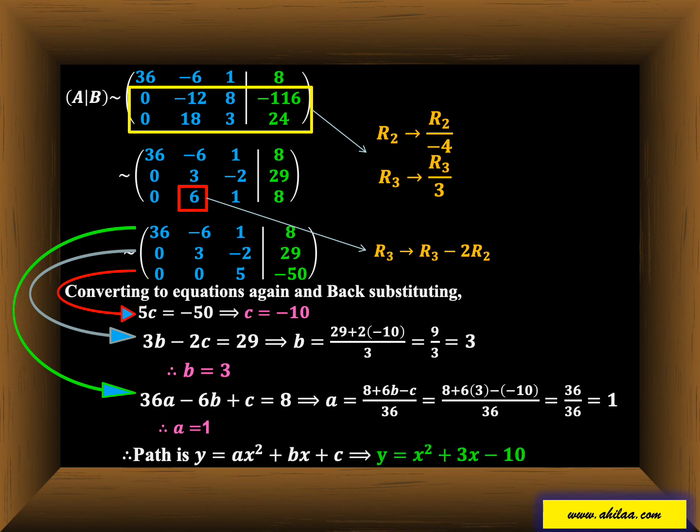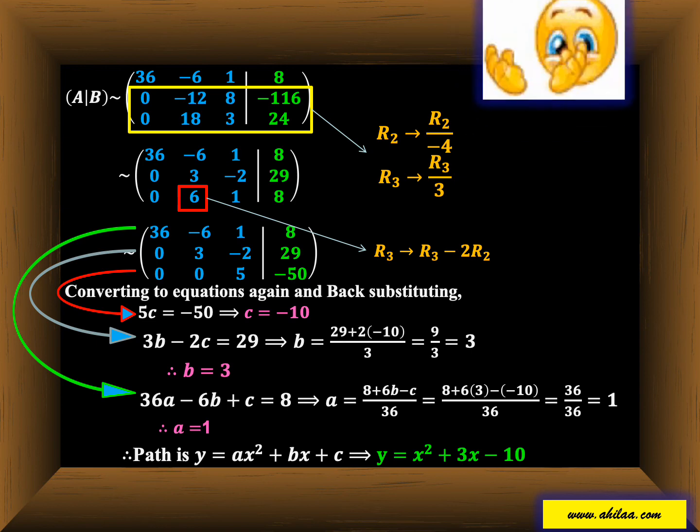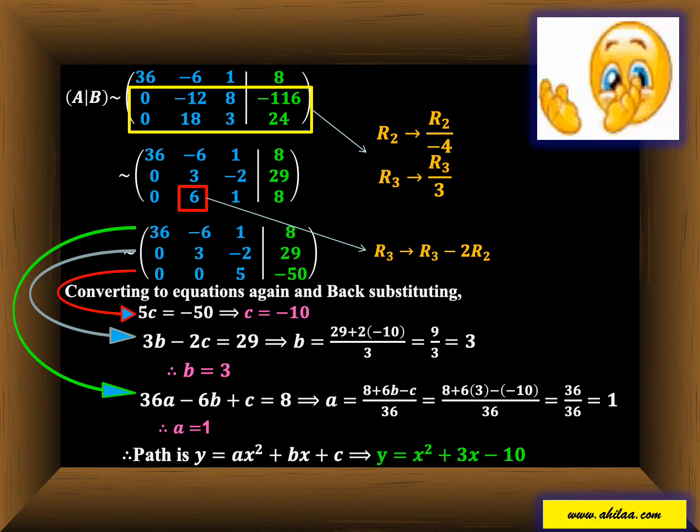Therefore, the path is y equal to ax square plus bx plus c. Here substitute the values of a, b, c. We are getting y equal to x square plus 3x minus 10. Understood? It is asked, will he meet his friend at P(7, 60)?